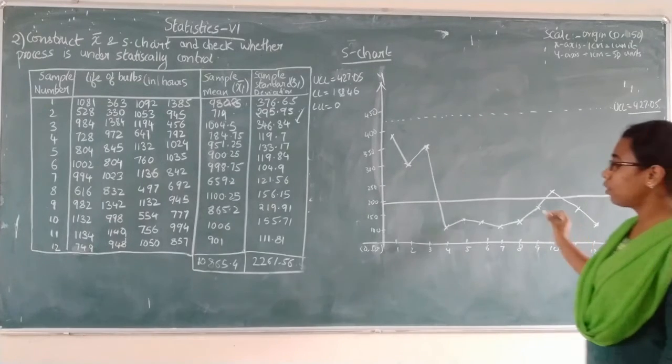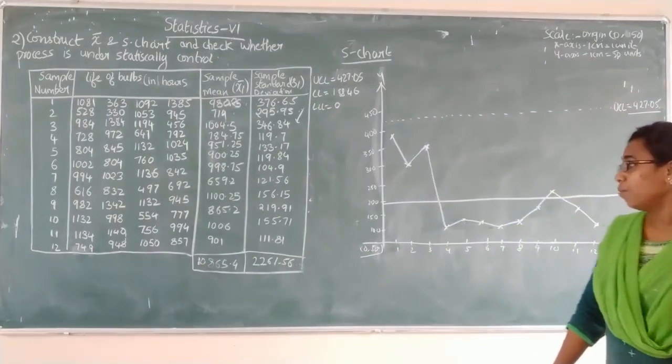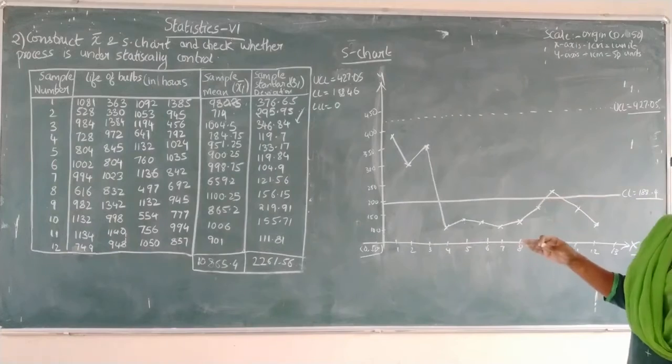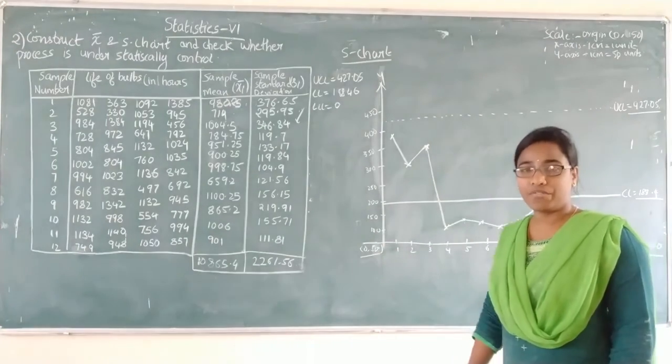After that, one thing: here I am starting my origin with 0, 50 because no values are less than 50. That's why I am starting the origin with 0, 50.